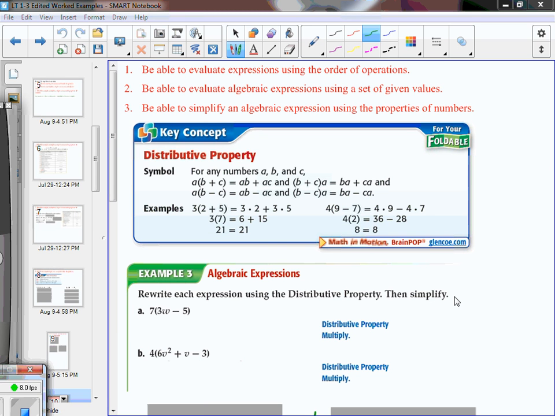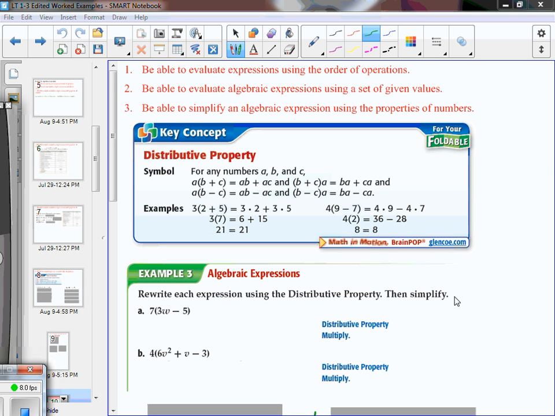Now we're going to do some examples that are going to jumble in all three of our learning targets. So we're going to be doing order of operations, evaluating expressions, and simplifying either to get a number or to get a simplified algebraic expression. And it's not like one of these, one of those, it's all mixed in together.